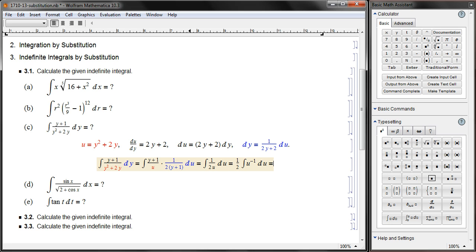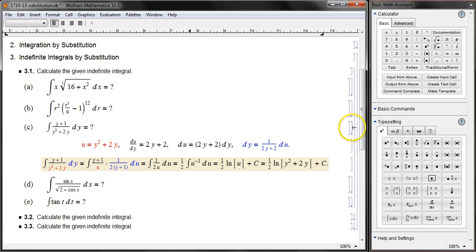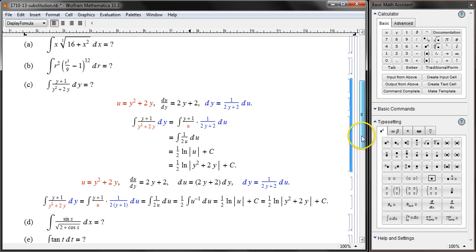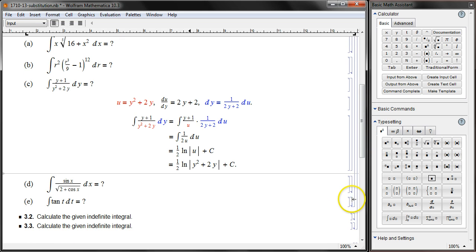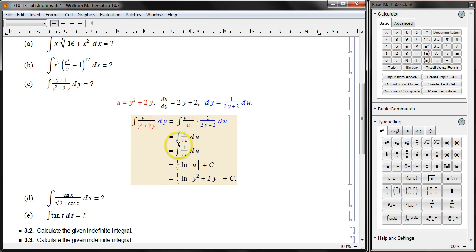Okay, let's apply the antiderivative rule. Antiderivative, this is log. Equivalently speaking, 1/2 log of y squared plus 2y, and there goes the full computation. We have the answer key right over here, and let's see. In my computation, I inserted one more computation here, one more simplification, u to the negative first power.